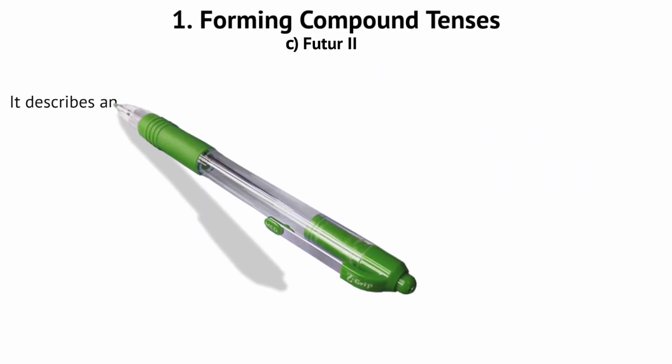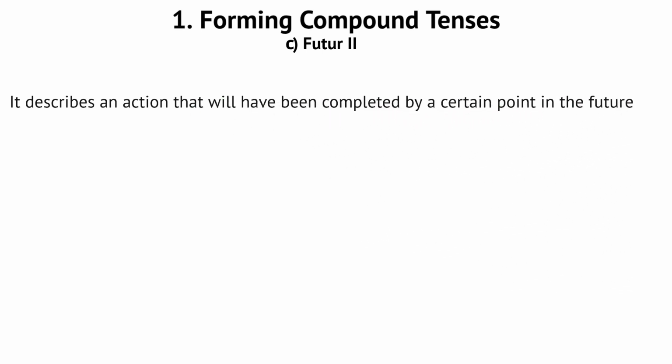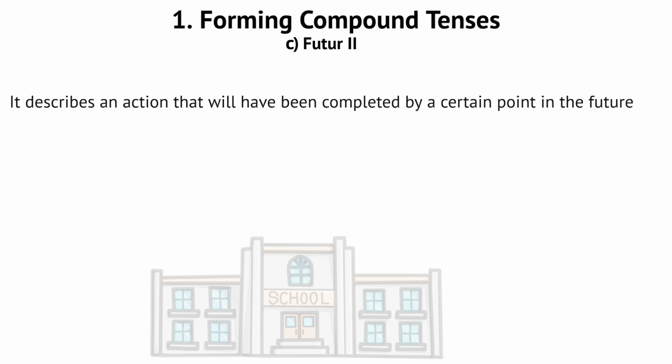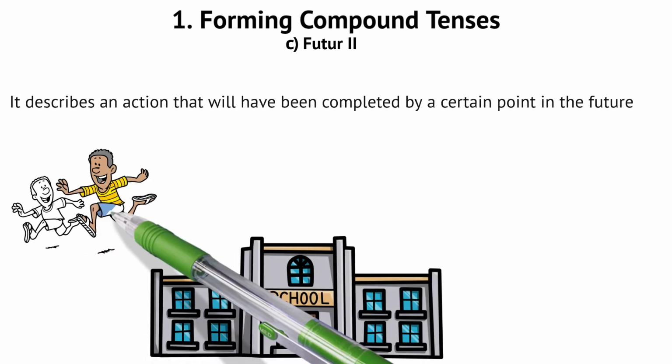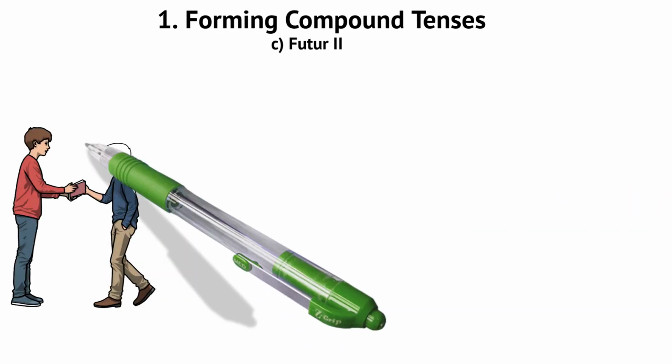It is a tense which describes an action that will have been completed by a certain point in the future. I will clarify this with an example. Imagine your high school best friend is reading a novel which he finds interesting. After finishing the novel, he gives it to you and suggests that you read it also.